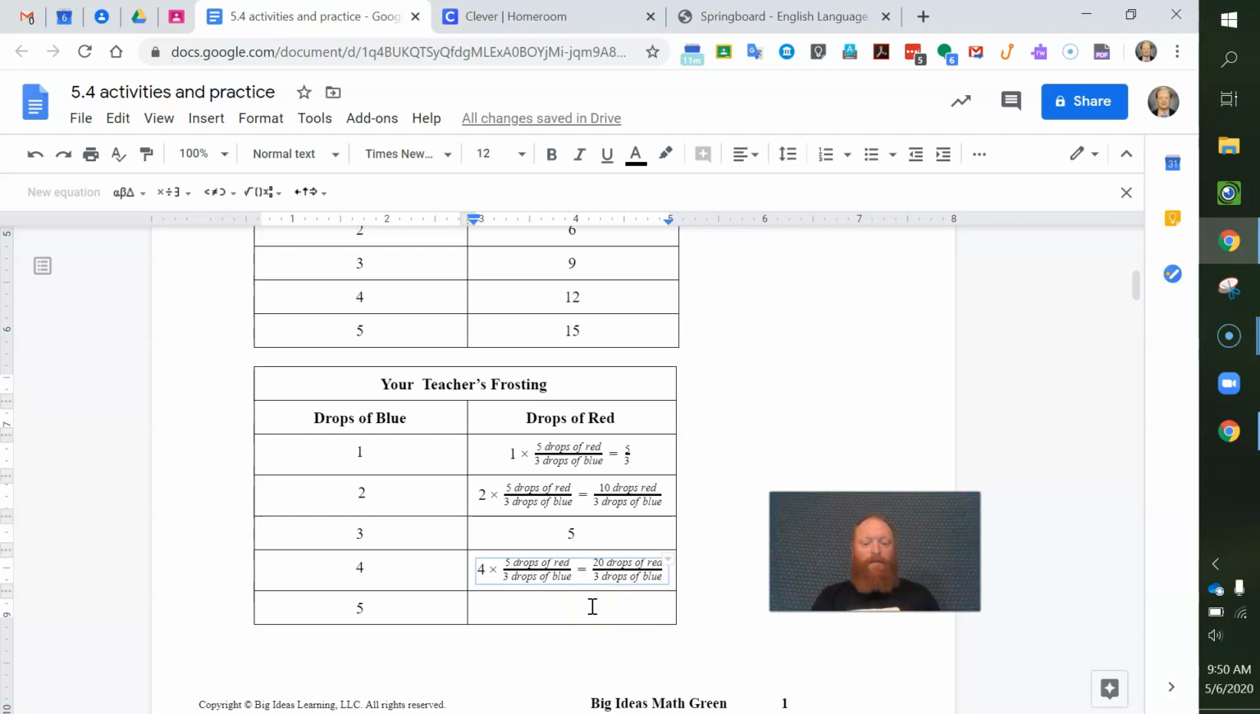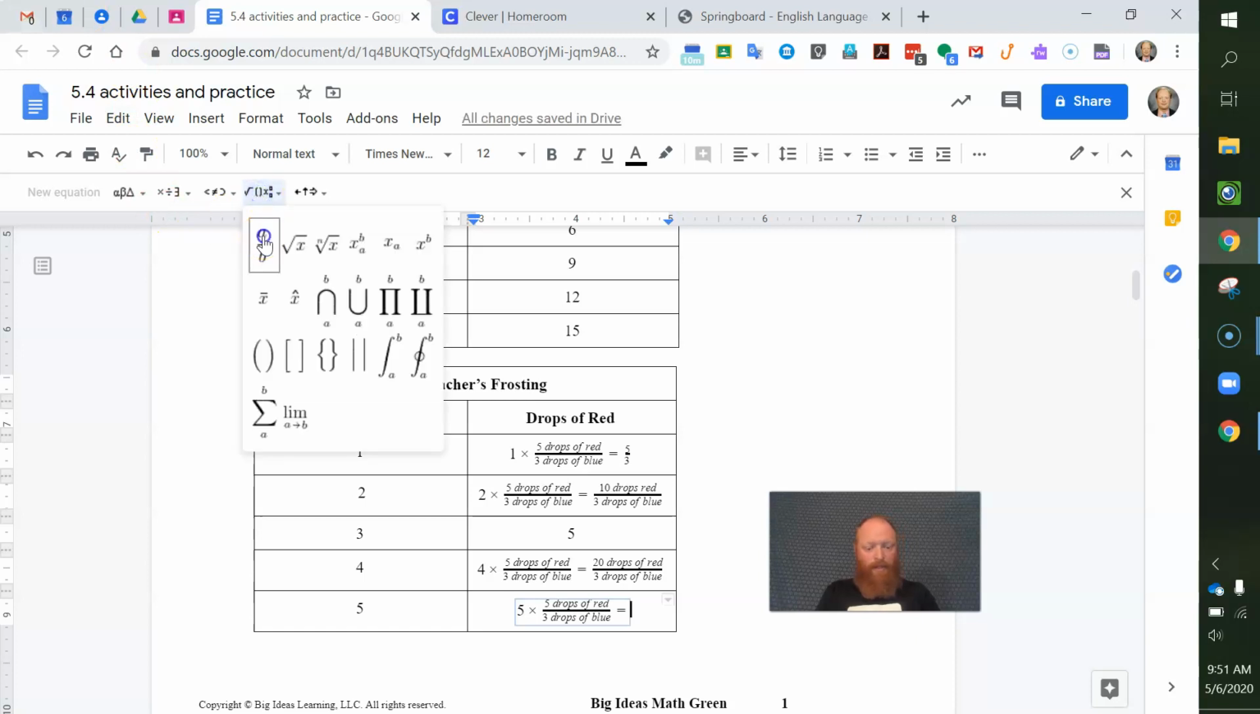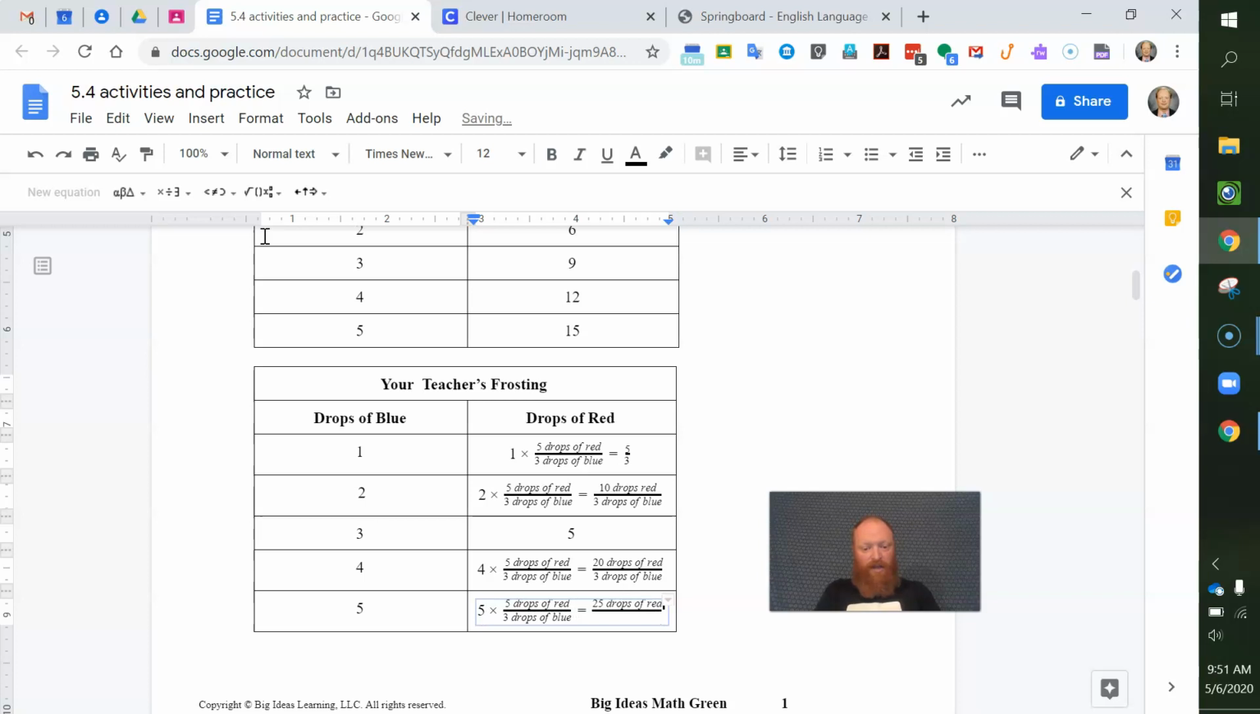All right, final one. Equation: 5 times the fraction 5 drops of red over 3 drops of blue equals 25 drops of red over 3 drops of blue.